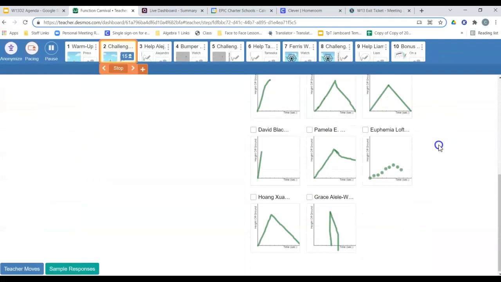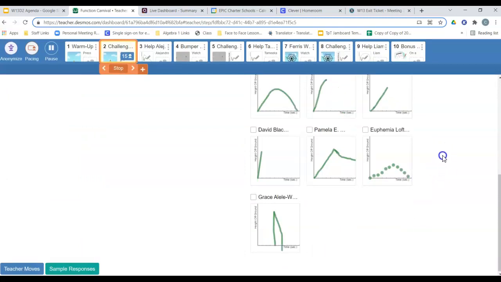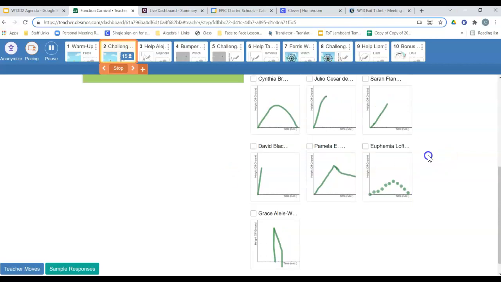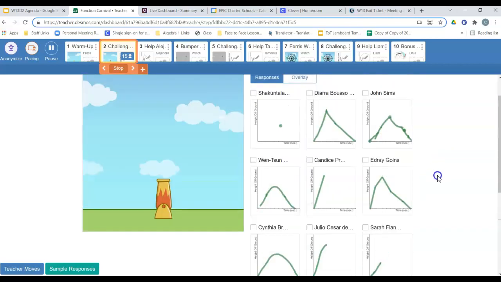I love that some of you are being super perfectionists, trying to fix it so that it matches. How precise can you make it?